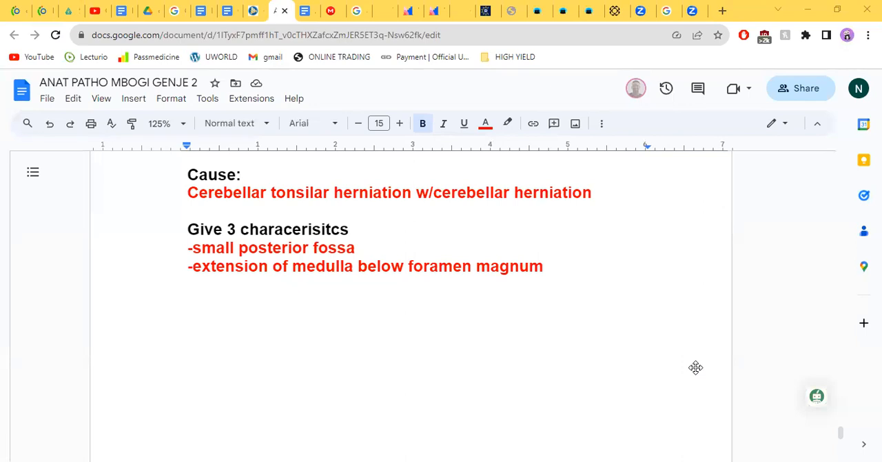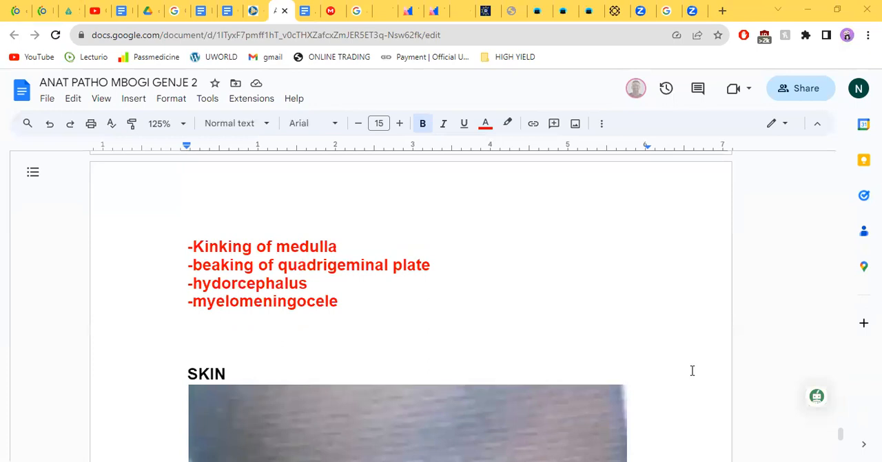The characteristics include a small posterior fossa and extension of the medulla below the foramen magnum. Let's move down. There's also kinking of the medulla, beaking of the quadrigeminal plate, hydrocephalus, and meningocele. But the easier ones to remember are probably the herniation and the downward displacement.